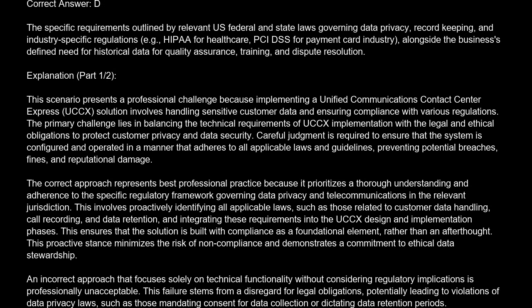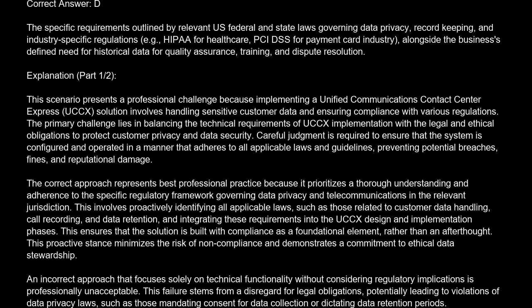Correct answer is D. The specific requirements outlined by relevant U.S. federal and state laws governing data privacy, record keeping, and industry-specific regulations, e.g. HIPAA for healthcare, PCI DSS for payment card industry, alongside the business's defined need for historical data for quality assurance, training, and dispute resolution. Explanation.